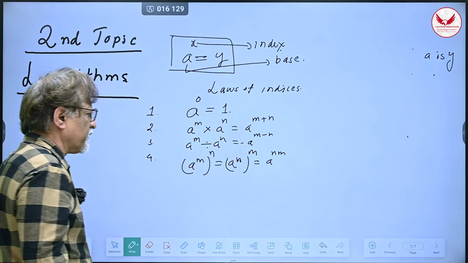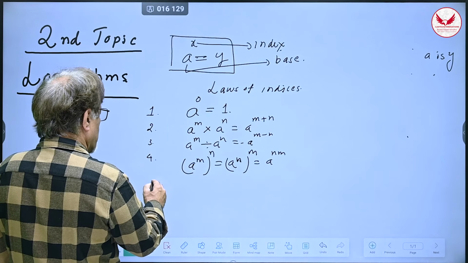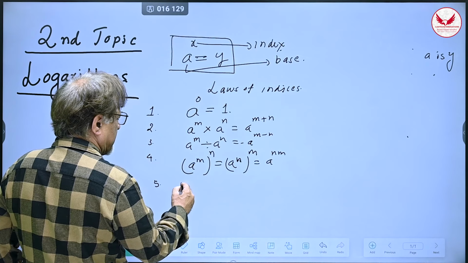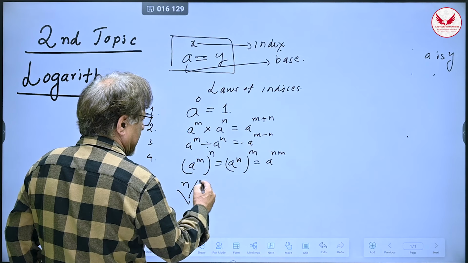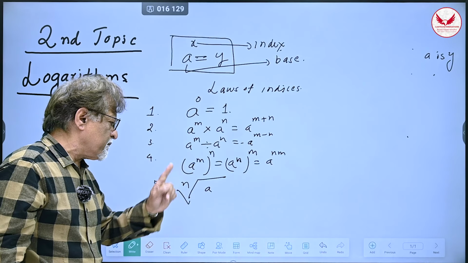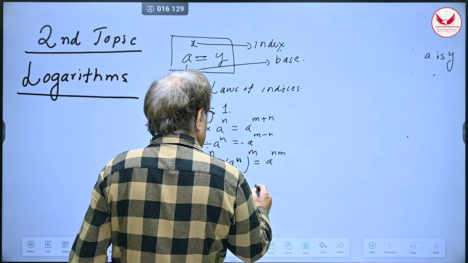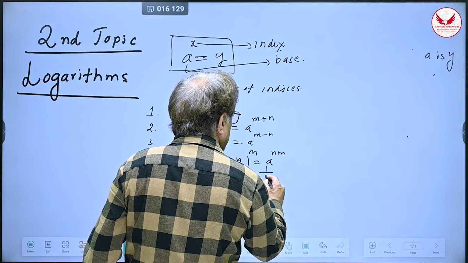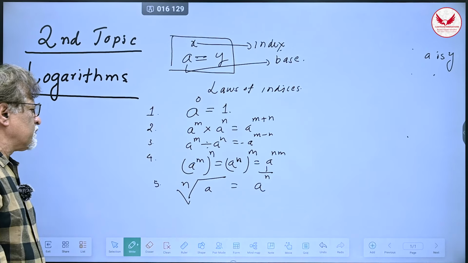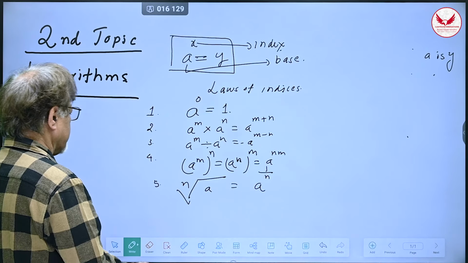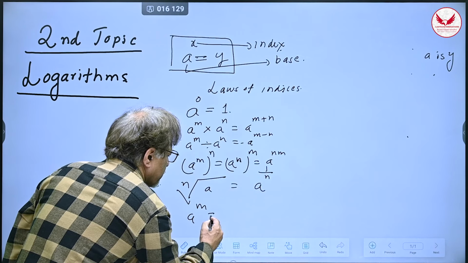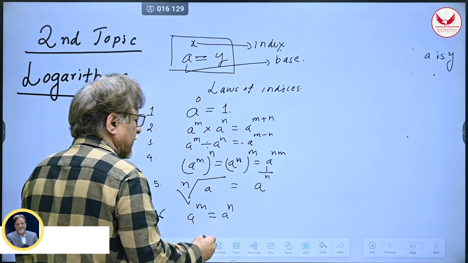And this is nothing but a raised to what? nm. Okay. The next law is more about notation. If you use the radical sign, say the nth root of a, here n is called the radical sign and a is the base. Now this is equal to what? A raised to 1 upon n. Correct? So that is the notation introduced here. So the nth root of a is equal to a raised to 1 upon n. The next is, if a raised to m is equal to a raised to n, then what happens?